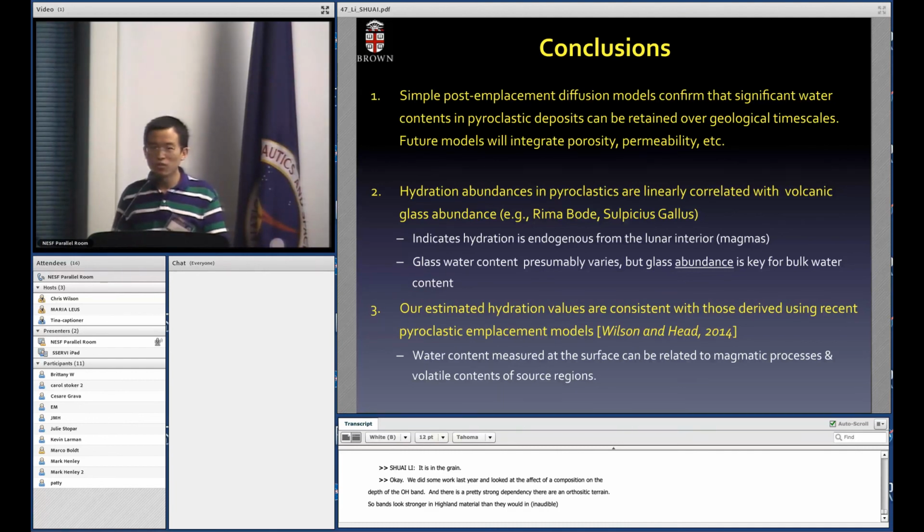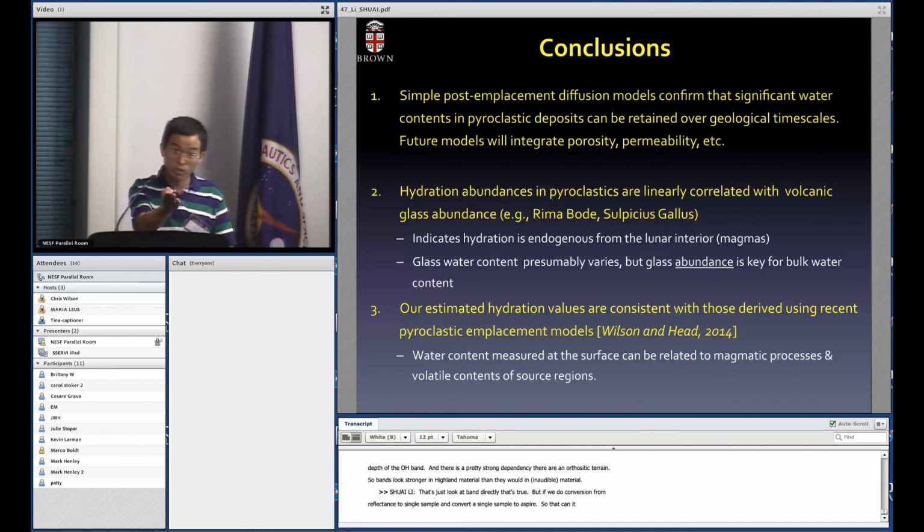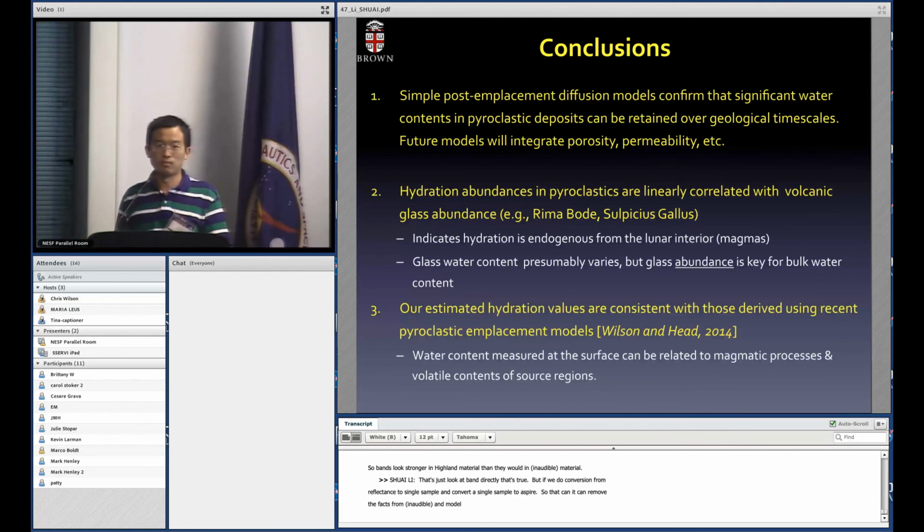Yeah, if you just look at the band depth directly, that's true. But we do a conversion from reflectance to single scattering albedo and convert single scattering albedo to absorption coefficient. So that can remove the effects from material difference and multiple scattering. But isn't single scattering albedo intimately tied to the absorption constant? Maybe you cannot remove it totally, but you can remove most.